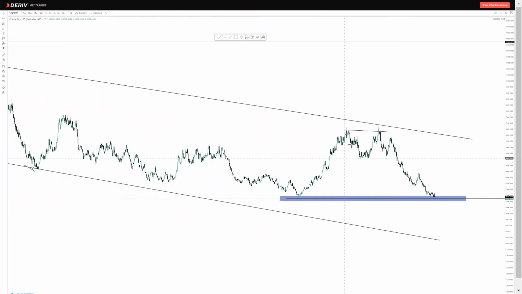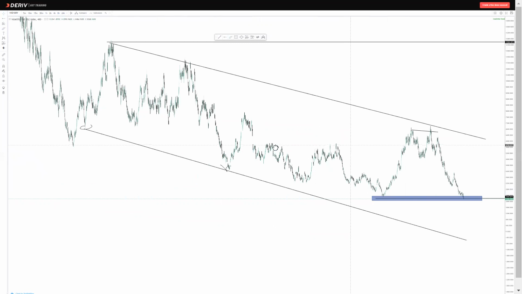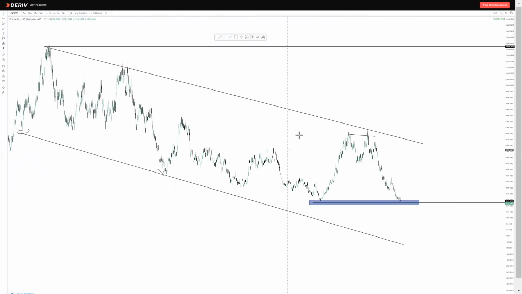So okay, price hasn't yet broken that level, guys. So we're still standing on the double bottom. So I'm gonna go to the 4 hour. You know what I'm saying, guys?